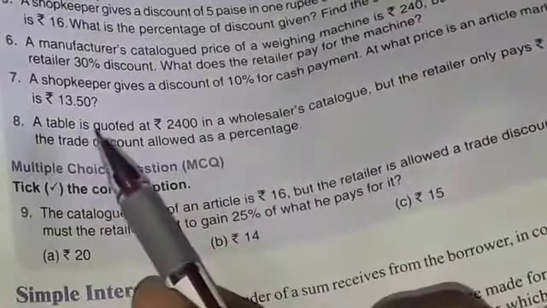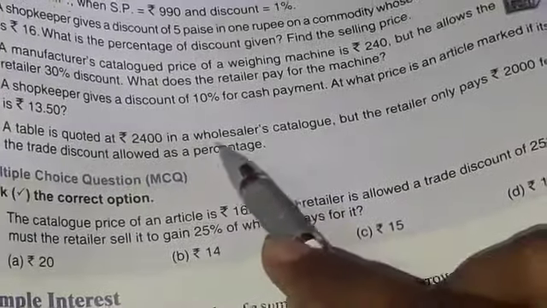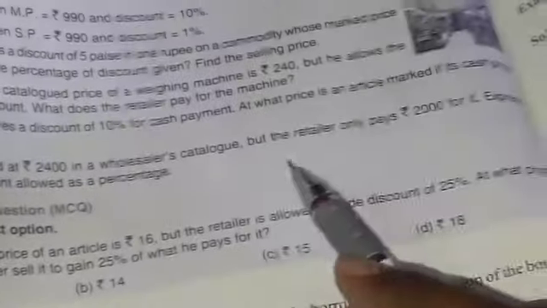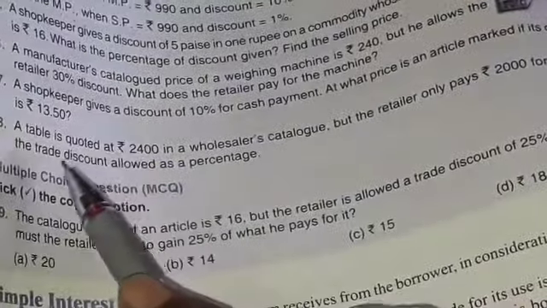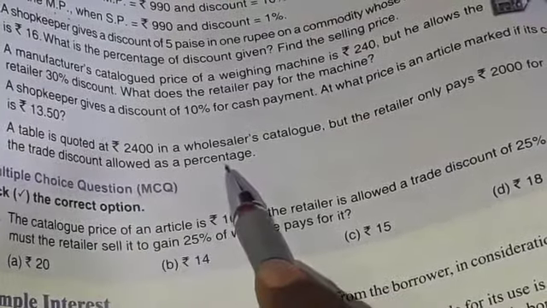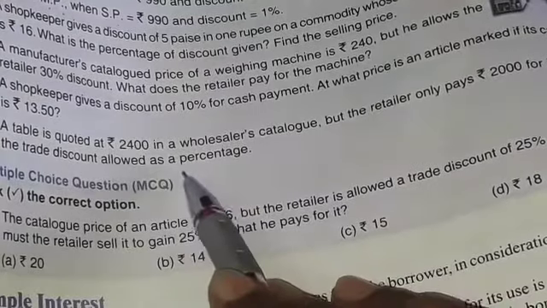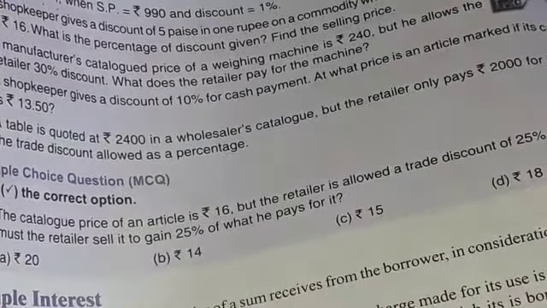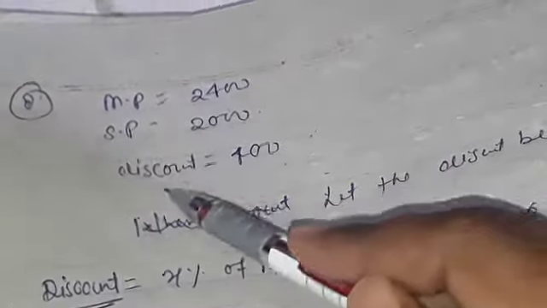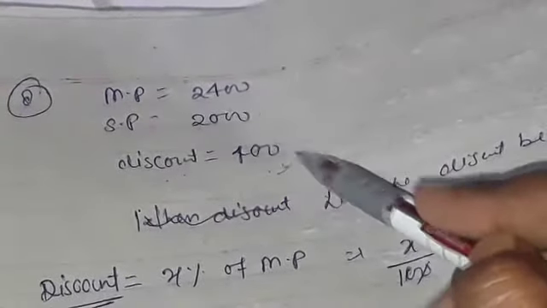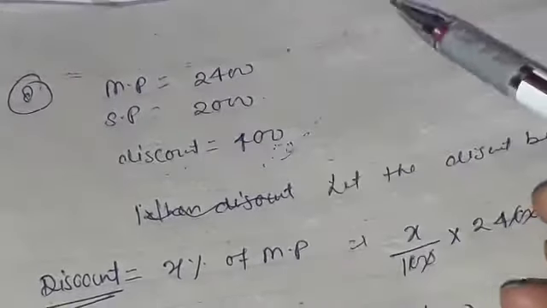Now class, question number 8. A table quoted at rupees 2400 in a wholesaler's catalog, but the retailer only pays rupees 2000. Express the trade discount allowed as a percentage. It means they gave you the selling price, they gave you the marked price, and they ask you about the discount percentage. So now class, they gave you the marked price, they gave you the selling price, so definitely the discount is 400 rupees. In rupees this is your discount, but you have to calculate this in the form of percentage.